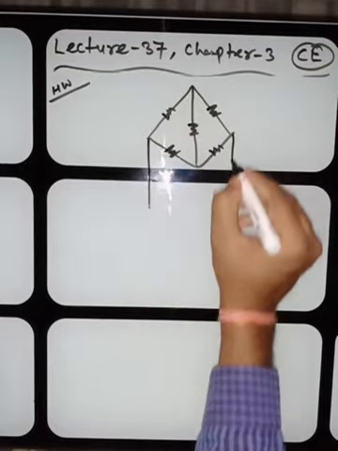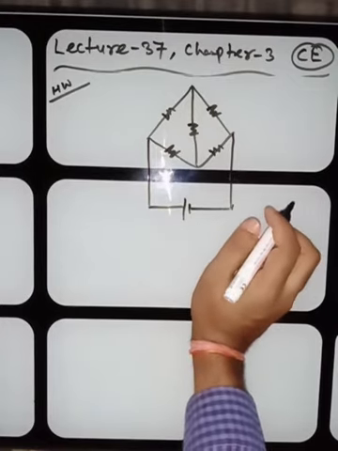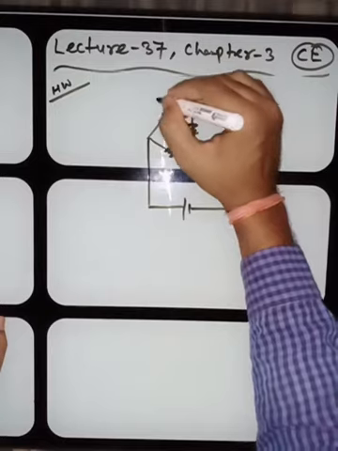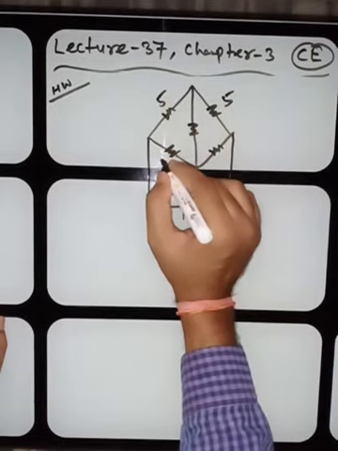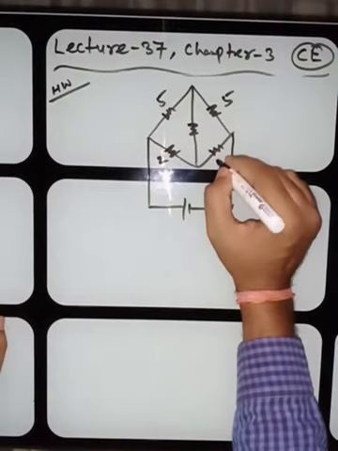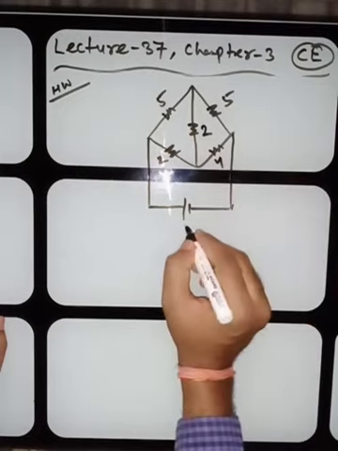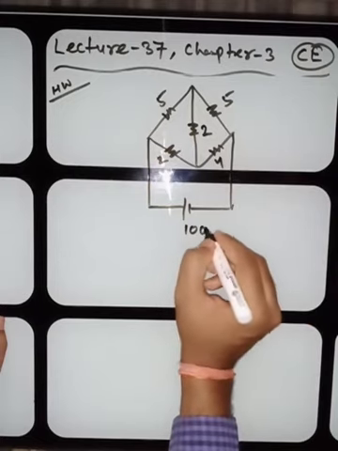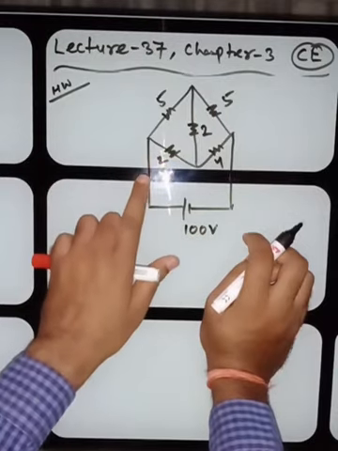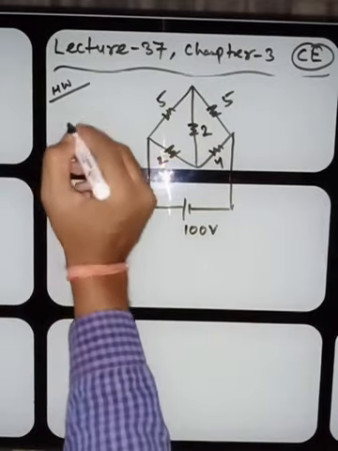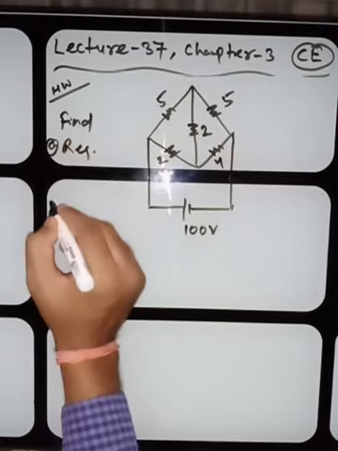Your battery, I'm connecting. Okay. And suppose it is 5, 5, 2, 4, and it is 2 and the 100 volt. You have to find current across each resistor, voltage across each resistor, and equivalent resistance. Find R equivalent.